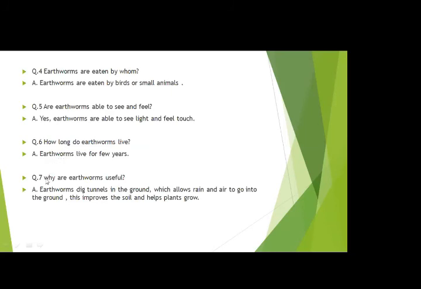Now, question number seven. Why are earthworms useful? The answer is, as I have told you, that they dig tunnels in the ground. The tunnels they dig allow rain and air to go into the ground. And it improves the soil and also helps in plant growth. So why are earthworms useful? Earthworms dig tunnels in the ground, which allows rain and air to go into the ground. This improves the soil and helps plants grow.